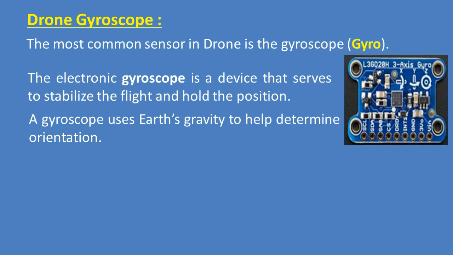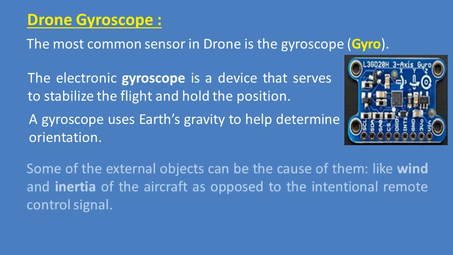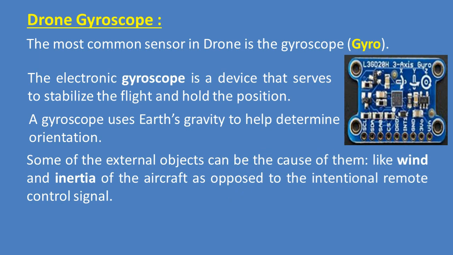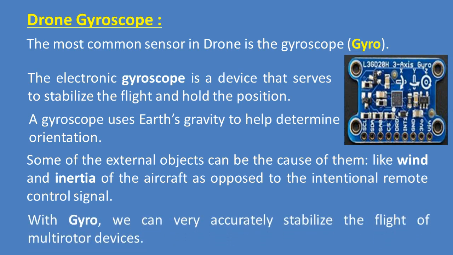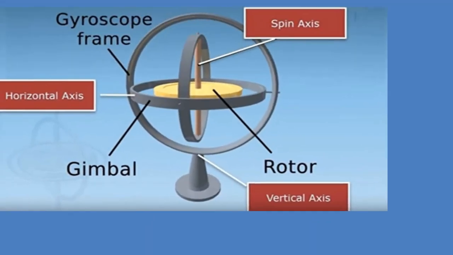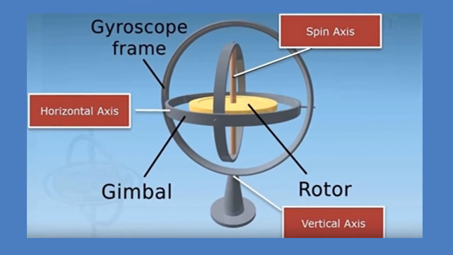A gyroscope uses Earth's gravity to help determine orientation. Some external objects can be the cause of disturbances, like wind and inertia of the aircraft, as opposed to the intentional remote control signal. With a gyro, we can very accurately stabilize the flight of multi-rotor devices. The image shown here is the physical gyroscope.